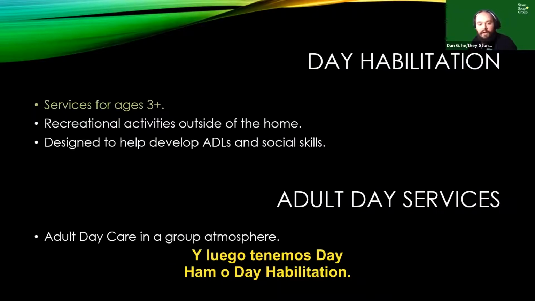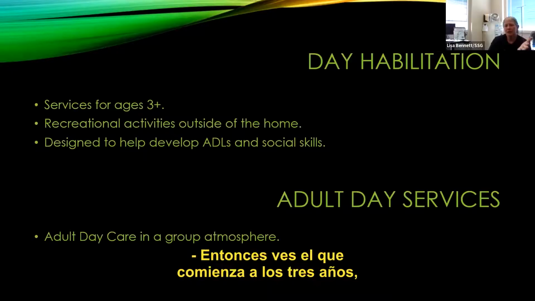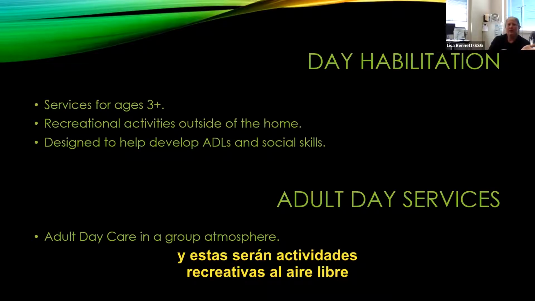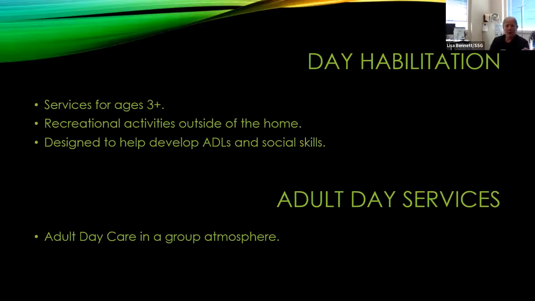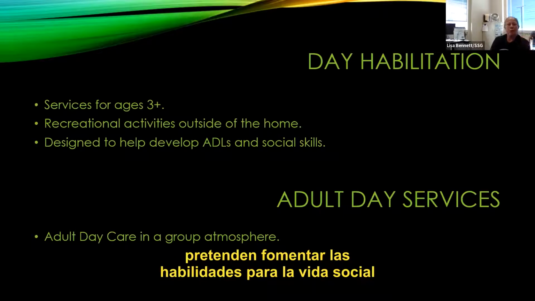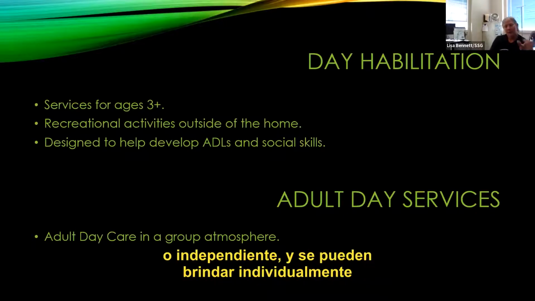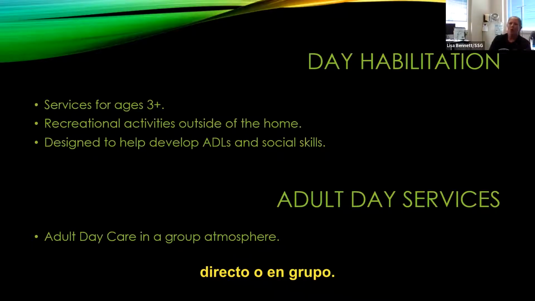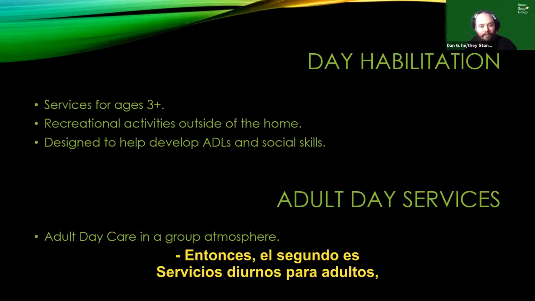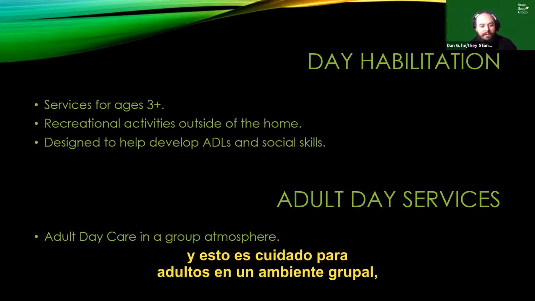And then we have day hab or day habilitation. So you see the age range, it starts at age 3. And these are going to be recreational activities outside of the home. And it's really goal-based activities that they want to encourage social or independent living skills. So it can be either delivered individually, so one-on-one, the individual with the direct support provider, or in a group. So the second one there is adult day services, and this is adult care in a group atmosphere.